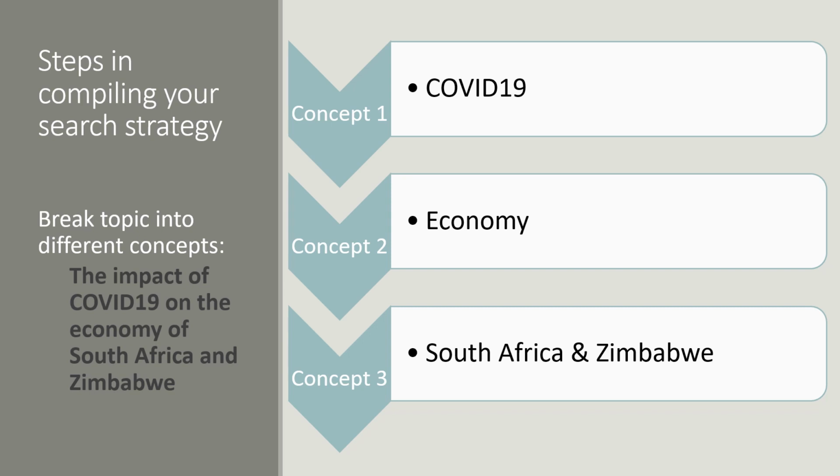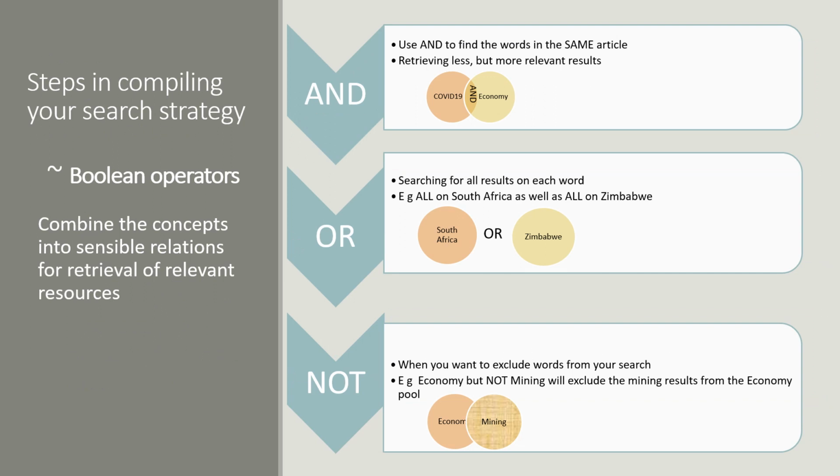Always break down your topic into the major concepts, which will be, in this case, concept 1 will be COVID-19. The second concept, economy. The third concept will be the countries, covering South Africa as well as Zimbabwe. These concepts have to be combined in a sensible relation to retrieve relevant resources. Let us look at the Boolean operators AND, OR, NOT.